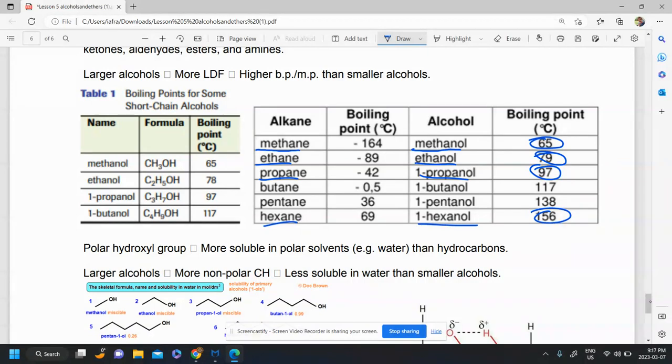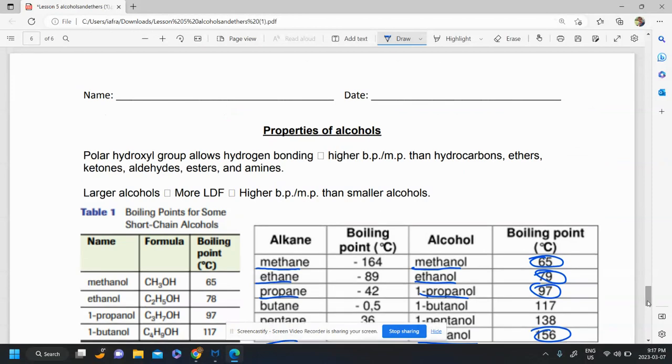And you likely know already why that is. If you remember, alcohols have the hydroxyl functional group, which is polar, and that allows for hydrogen bonding. And so since there's hydrogen bonding, it gives you higher boiling points and melting points compared to hydrocarbons, ethers, and other things that we didn't see yet, like ketones, aldehydes, esters, and amines. So in general, alcohols are going to have a higher boiling point than all these things that you see over here. And the hydrocarbons here include alkanes, alkynes, and alkenes.